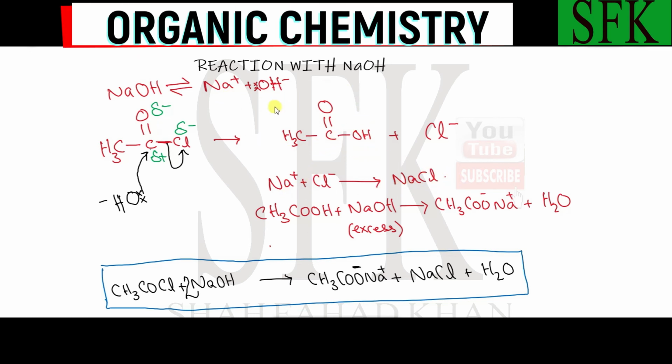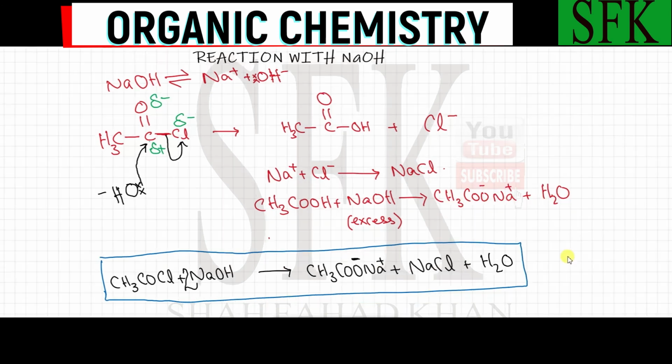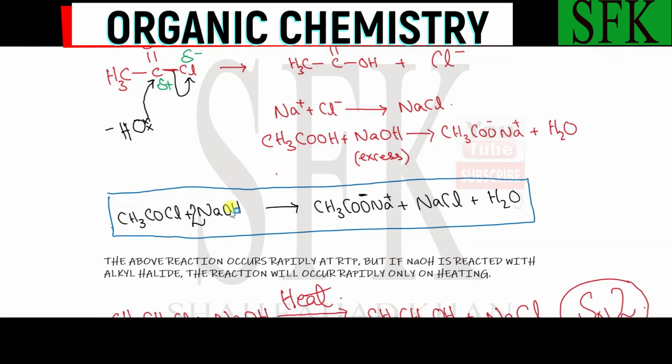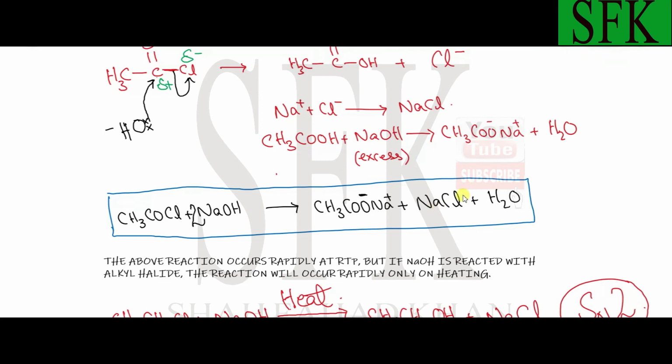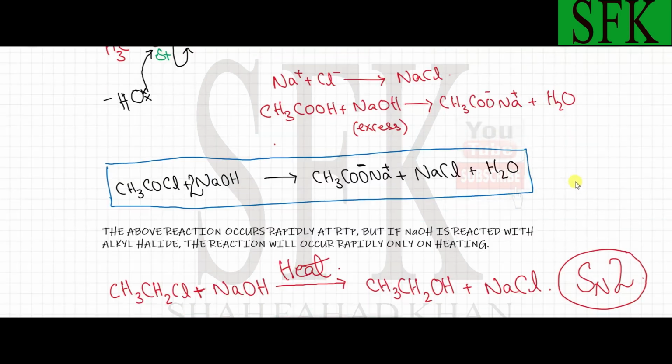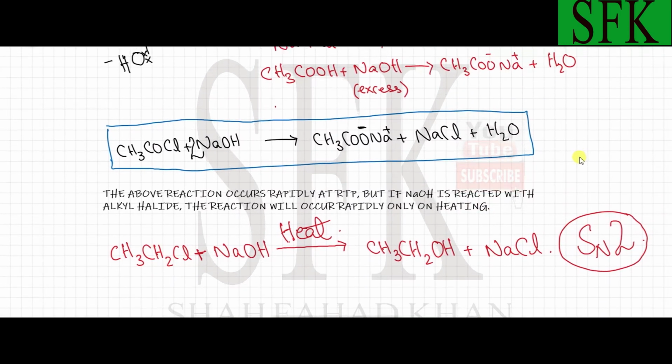And this ethanoic acid that is formed reacts with excess sodium hydroxide, because sodium hydroxide is a base and ethanoic acid is an acid. So an acid-base neutralization reaction occurs, forming sodium ethanoate, with water as a byproduct. And then again, the overall equation is given: ethanoyl chloride reacting with 2 moles of sodium hydroxide, forming sodium ethanoate, sodium chloride, and water. And we've talked about the mechanism just now.